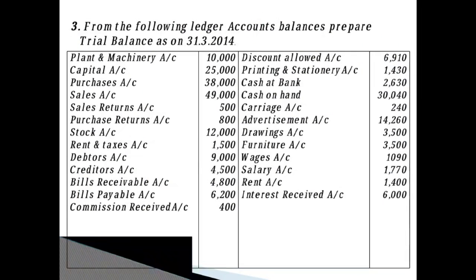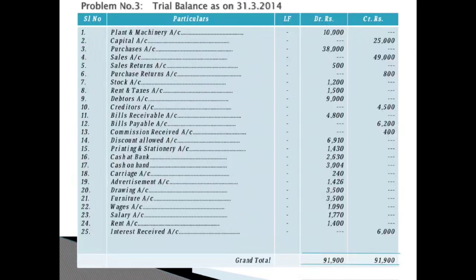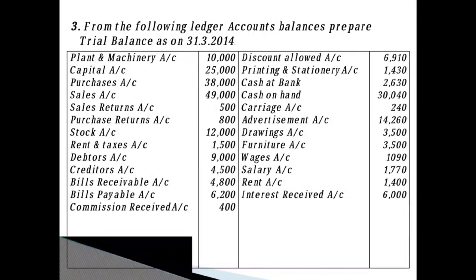The next you have drawings account 3,500. Drawings means it is an expense. Okay, proprietor's personal expense, so which shows debit balance here. See drawings account 3,500. 20th one we have recorded here, drawings account 3,500 in a debit column because it is an expense.